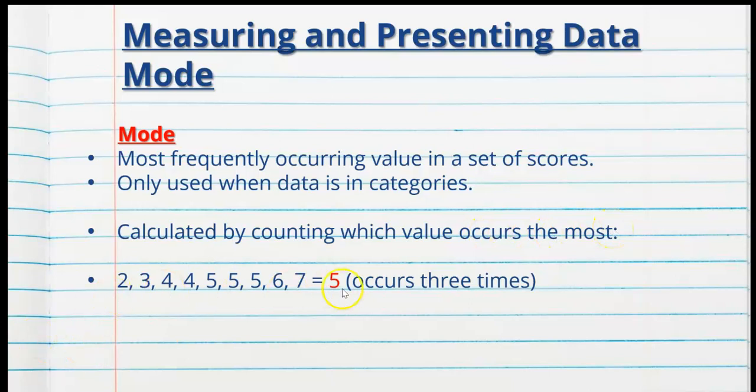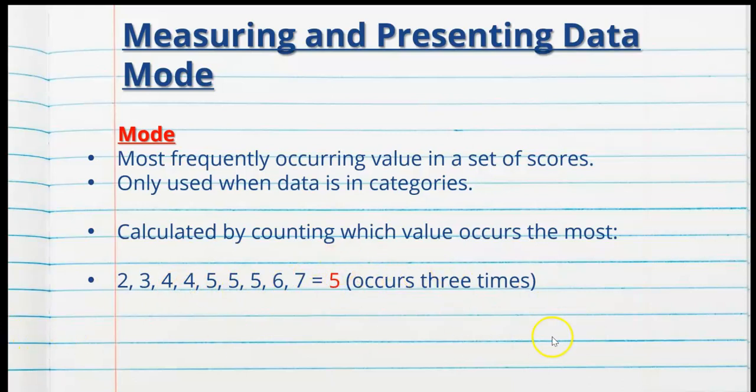So let's say this is our data set here. So 2, 3, 4, 4, 5, 5, 5, 6, and 7. 5 is the mode because it occurs 3 times. So it's the most frequently occurring value. We can have more than one mode. So if we had 3 4s and 3 5s, then 4 and 5 would be the mode.